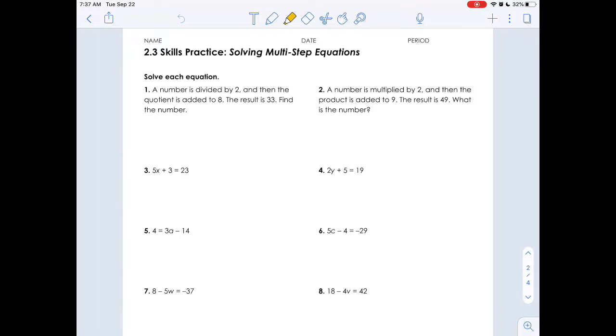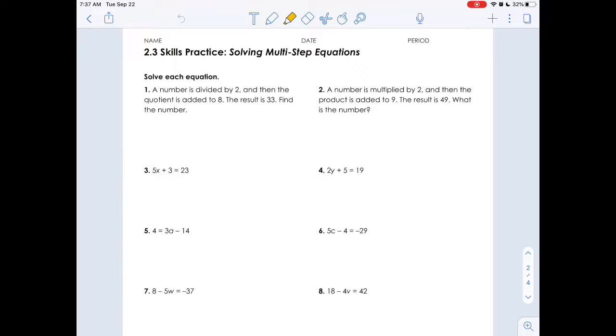In this video, I'm going to cover 2.3 skills practice on solving multi-step equations. So as always on a skills practice, you're going to solve the odds with me, and then you're going to go over to the corresponding even problem and give that one a try on your own. Number one, we're going to do a little bit more math magic.